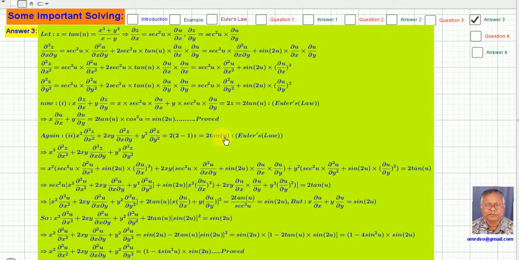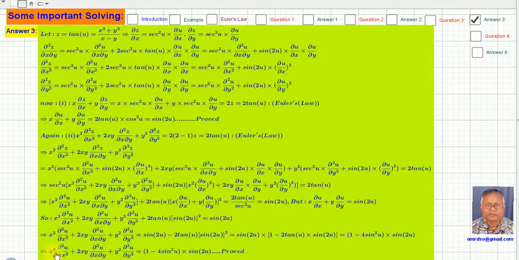Now whatever values we have already calculated, let us put them here in the expression x square del square z del x square plus 2xy del square z del x del y plus y square del square z del y square. That gives x square into sec square u del square u del x square plus sin 2u del u del x whole square, plus 2xy sec square u del square u del x del y plus sin 2u del u del x into del u del y, plus y square into sec square u del square u del y square plus sin 2u del u del y whole square, is equal to 2 tan u. Go on solving like this.